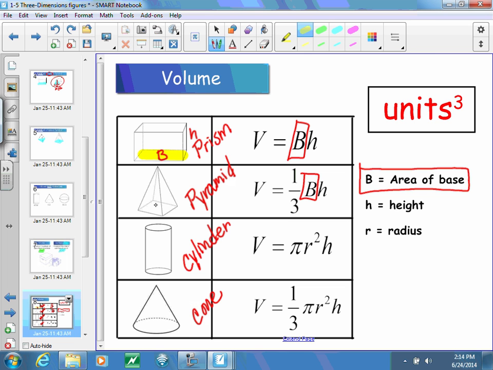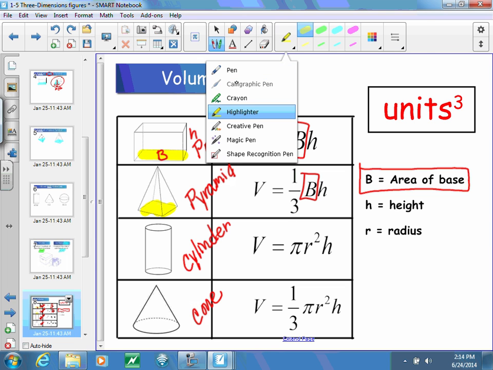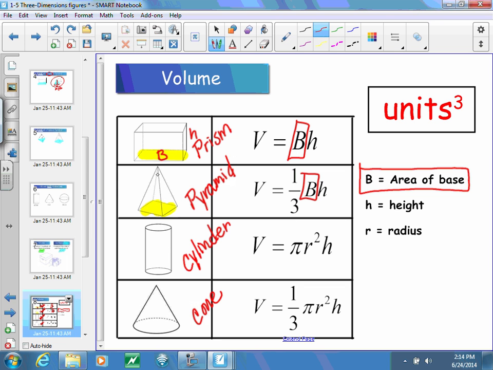So when we talk about the area of the base, in this case I'd have a rectangle, so I could use length times width. The height that you're using is dropped down right from the point where everything intersects, right down to the middle of that rectangle or triangle, whatever shape it may be.